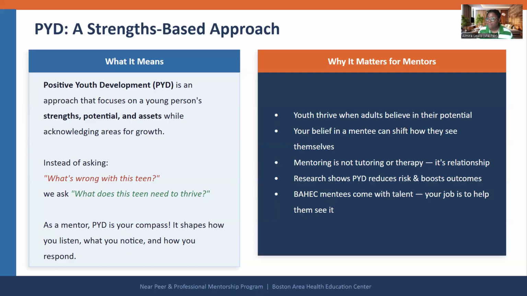Young people thrive when adults believe in their potential. Your belief in a mentee can shift even how they see themselves. In BHEC, we are dealing with young people. Young people are extremely impressionable. And oftentimes they come into programs and there are beliefs that they may have about themselves because of where they grew up, because of their family, their community, etc.